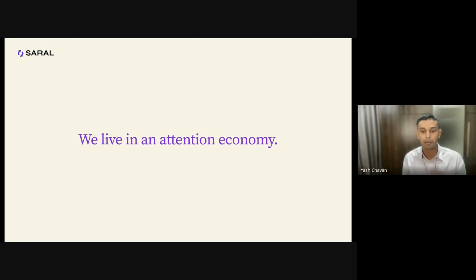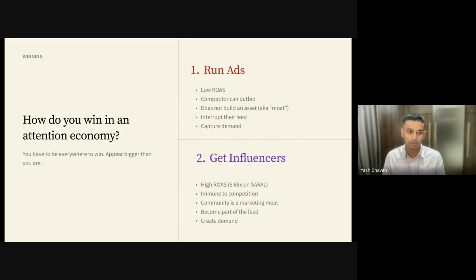Very easy. But it also means it's very easy for your competitors to outbid you, to spend more than you, to run the same ads and get in front of the same customers. So in the attention economy, it's easy to reach, but it's difficult to stand out. How do you stand out? How do you win in an attention economy? You win by being everywhere in your niche. Think of it as buying every billboard in your city. You're not everywhere, but you are for that particular niche.